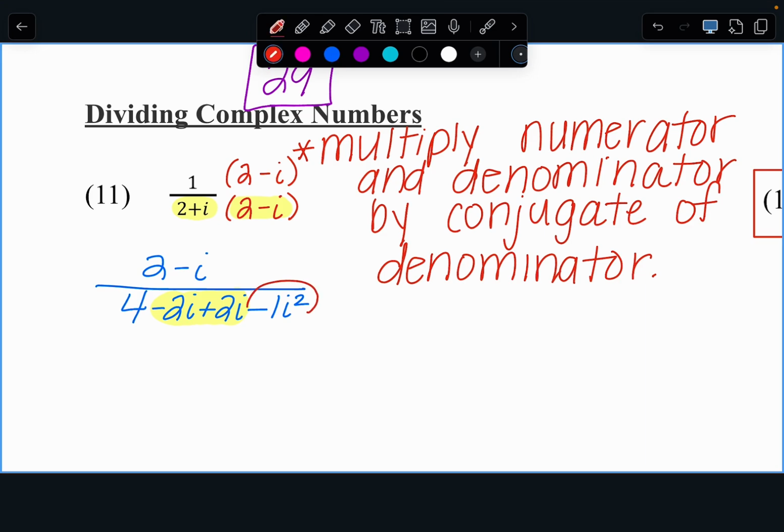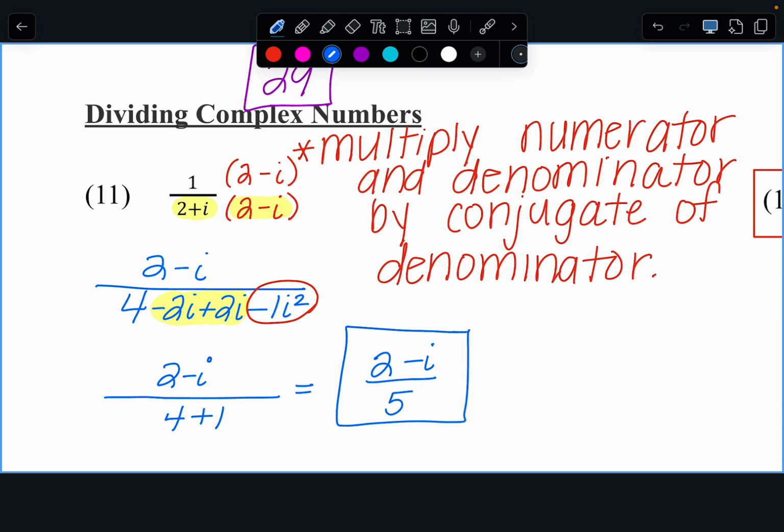And this means change the sign, get rid of i squared. So we still have 2 minus i up there, but now we have just 4 plus 1 down below. And what is 4 plus 1? So this is 2 minus i all over 5. Perfectly fine. That's it.